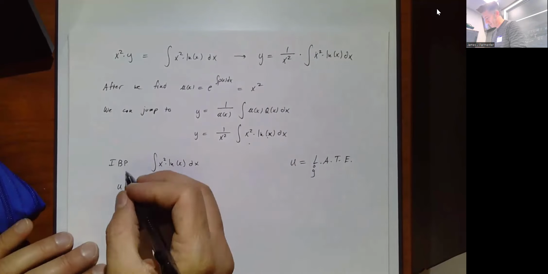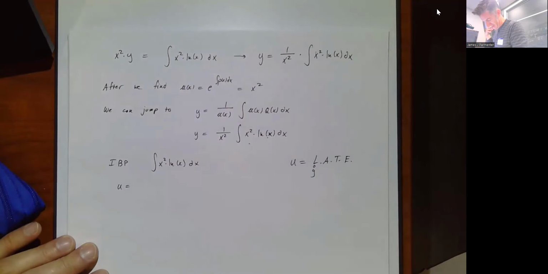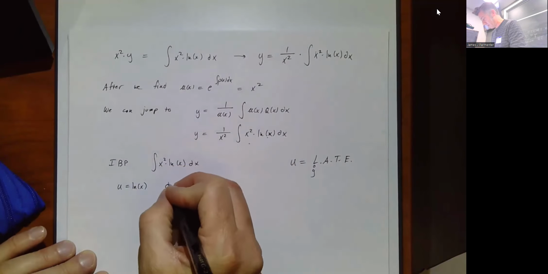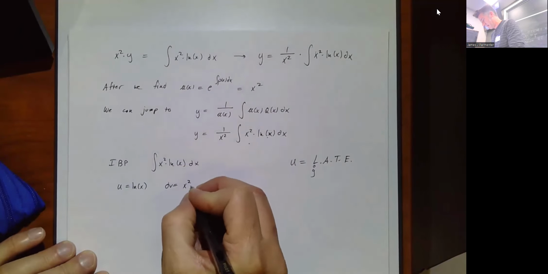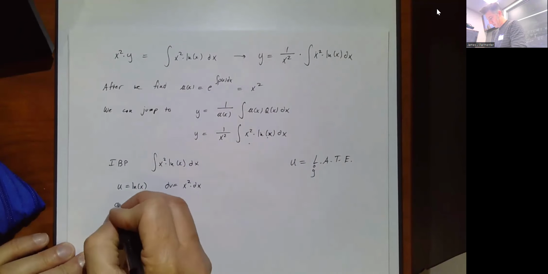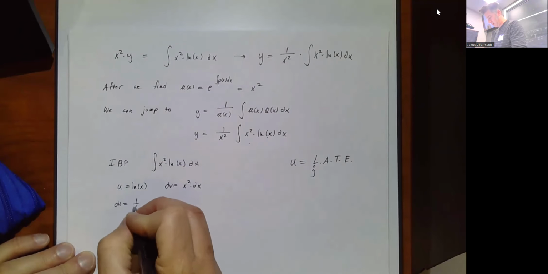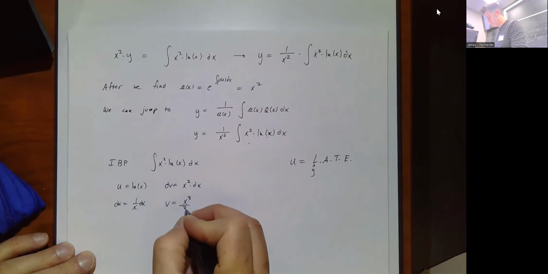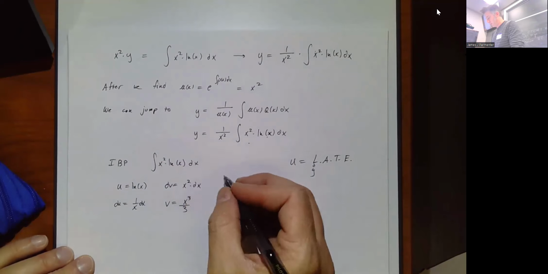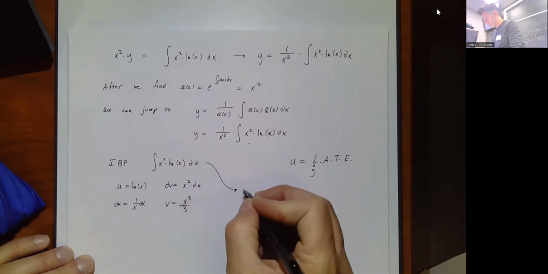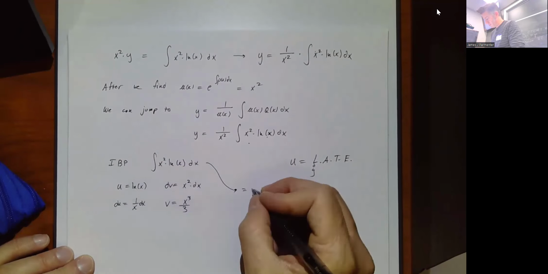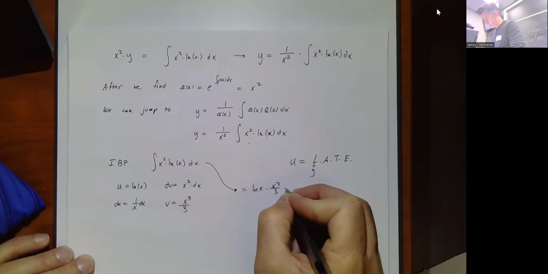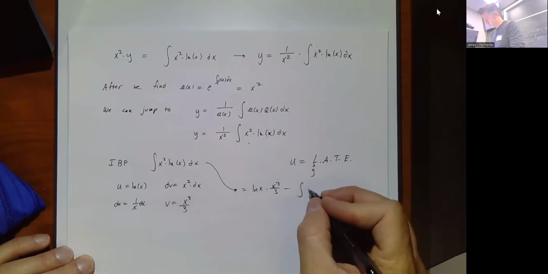So we're going to let u equal what, everybody? The natural log of x. Thank you so much. And our dv is going to be the rest, x squared times dx. Our du, the derivative of the natural log of x, is 1 over x dx. Our v is the antiderivative of x squared, which is x cubed over 3. And then our integral ends up equaling u times v minus the integral of v times du.